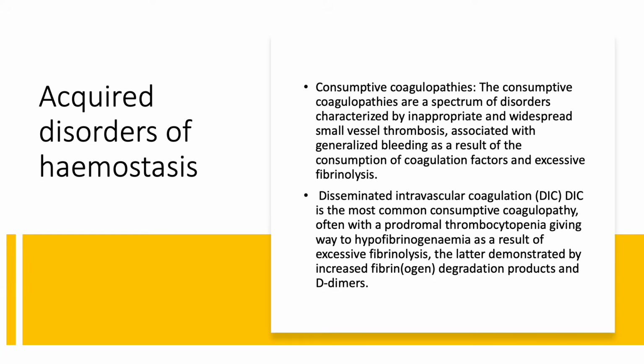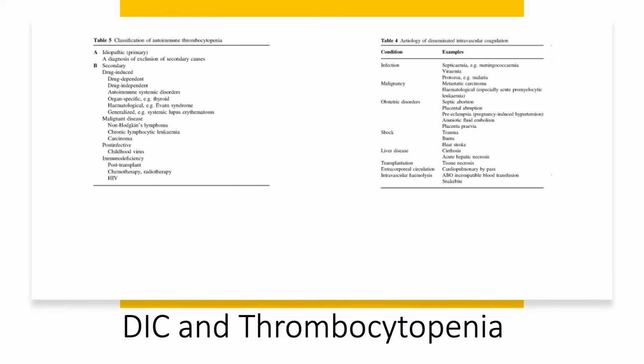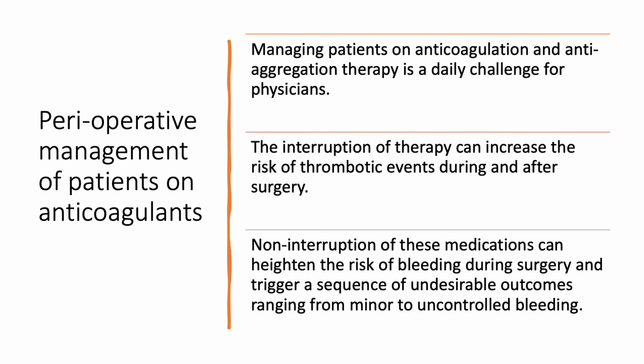DIC is the most common consumptive coagulopathy, often with a prodromal thrombocytopenia giving way to hypofibrinogenemia as a result of excessive fibrinolysis, the latter demonstrated by increased fibrinogen degradation products and D-dimer. So this is the DIC and thrombocytopenia. The chart is comparing the two conditions which are going to occur.